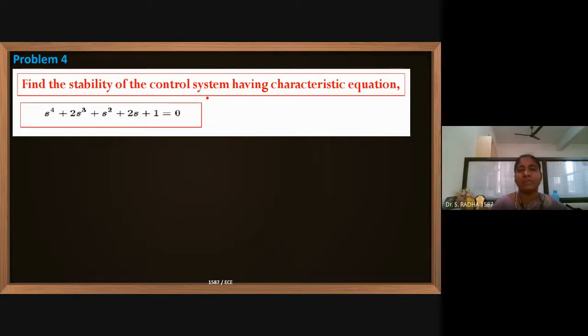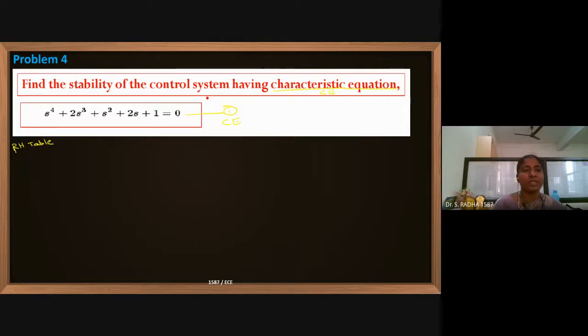Find the stability of the control system having the characteristic equation. This given equation is the characteristic equation. We have to prepare the RH table from the characteristic equation. So we are simply writing CE.